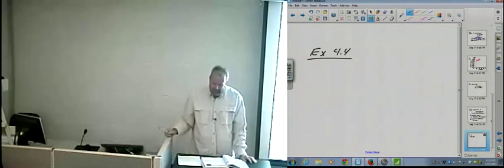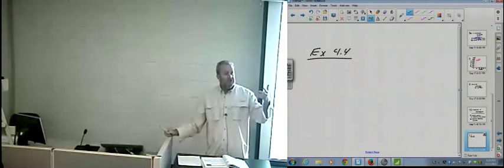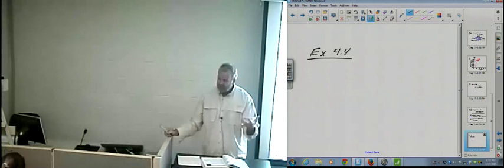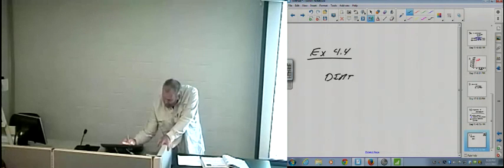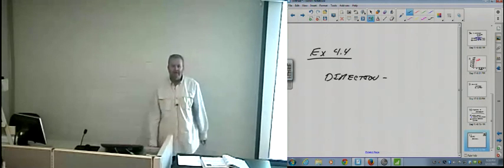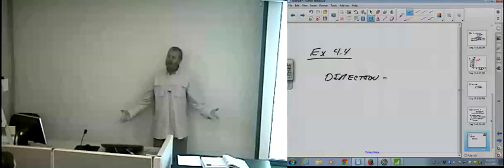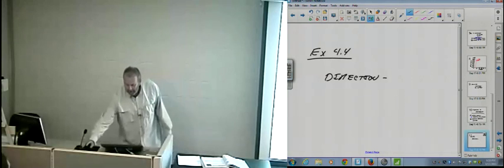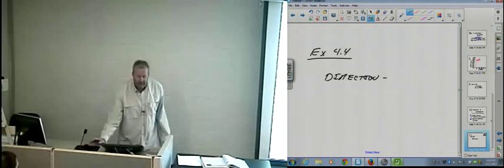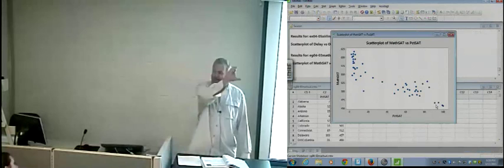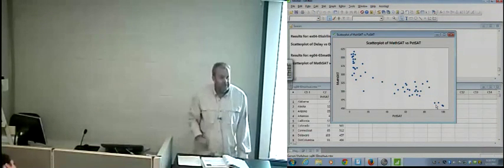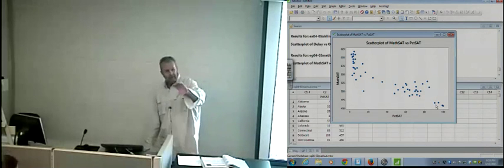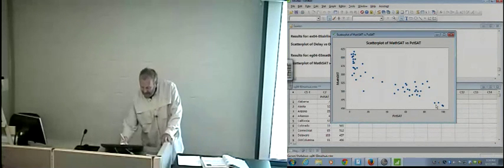Okay? I want to talk to you about direction, form, strength. The direction. Now I'm going to give you my interpretation of direction here. When I'm looking at this, does everybody see how the points look like they go from the upper left to the lower right? Yeah? Right, they're kind of following this way. Okay? So that's the first thing I'm going to write.